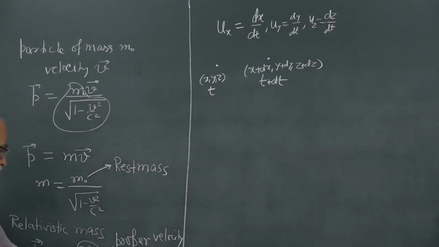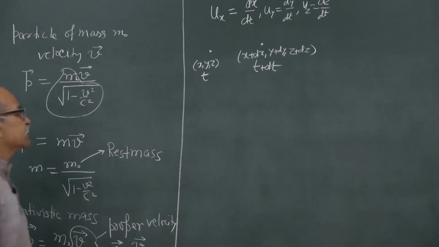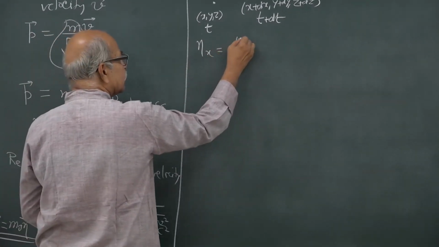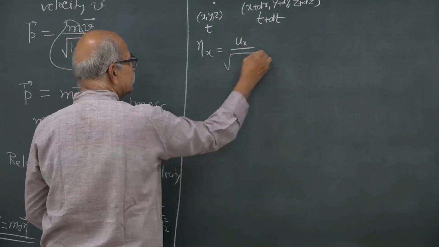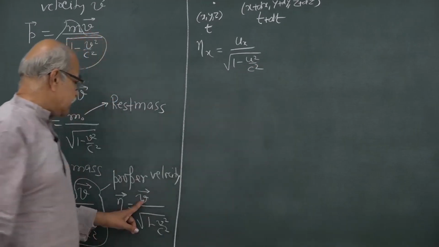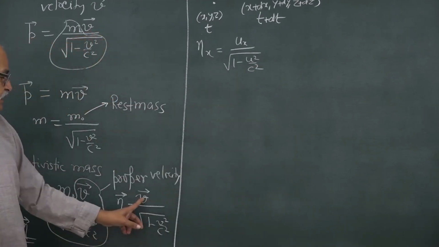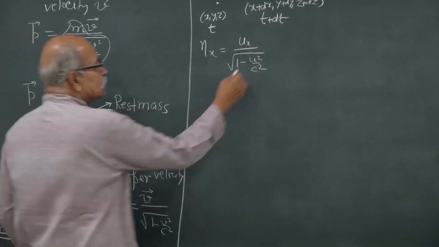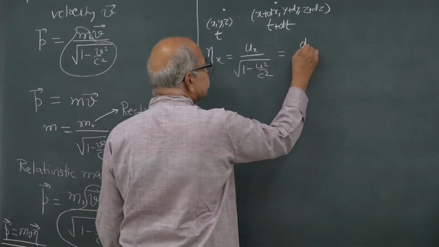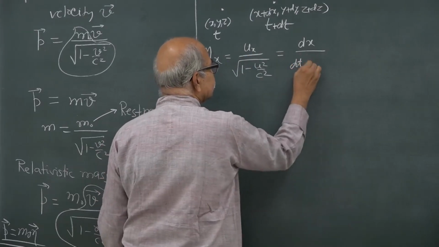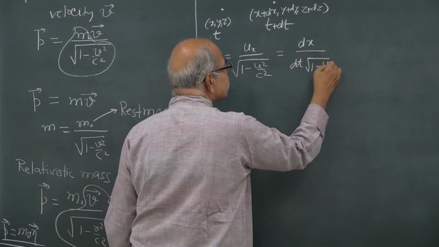What is eta x? Look at here. What is eta x? Eta x is ux divided by square root 1 minus u square by c square, right? Particle speed here and velocity here, x component, so it is this. So, this is equal to dx by dt, ux is dx by dt, and then square root 1 minus u square by c square.